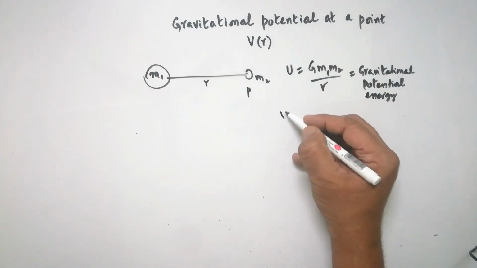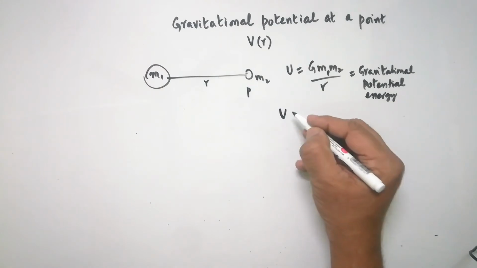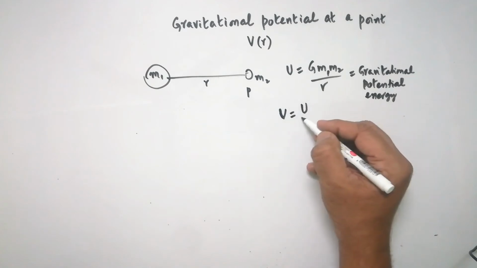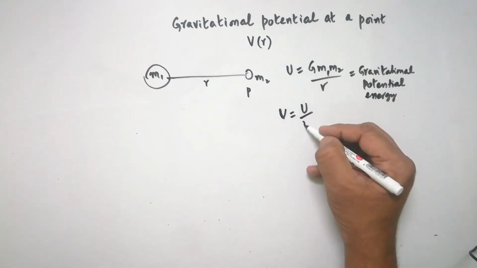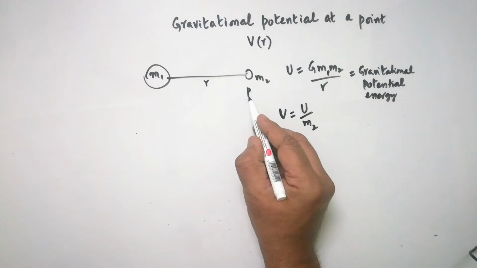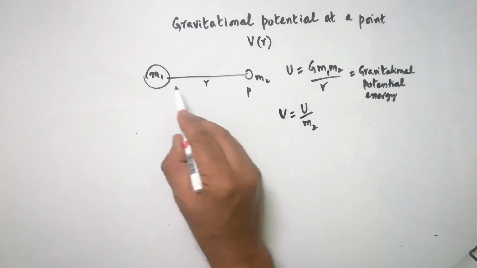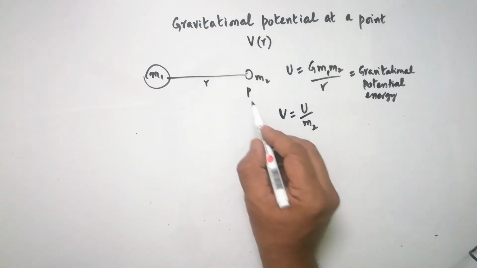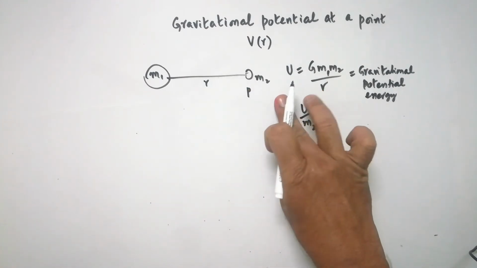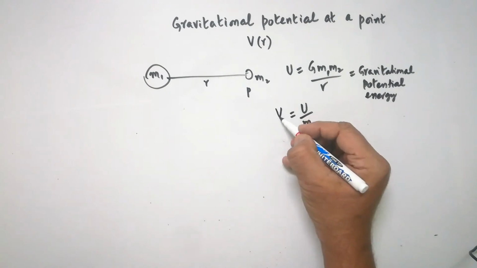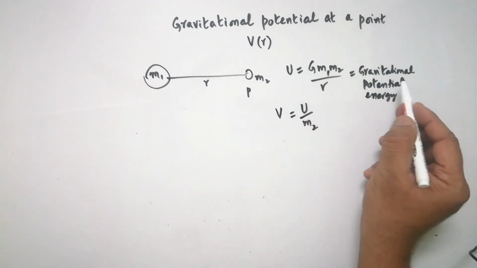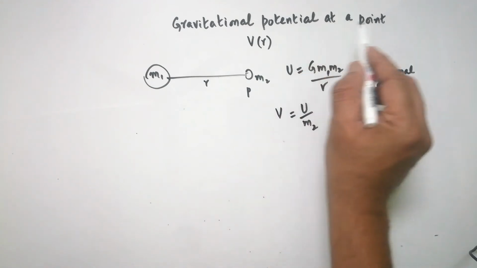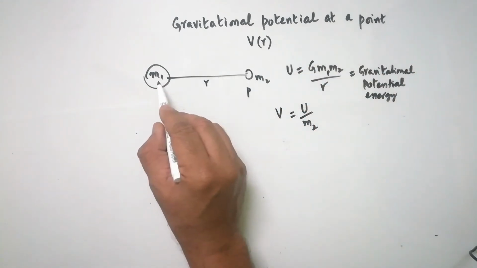How to calculate V? For that, the formula is V is equal to this U, the gravitational potential energy stored up in the system, divided by m2, because at P only we are going to find out V. At a distance r from m1, at P, we are going to find out the value of V. Are you clear? So V must be written properly. V is different from U. U is called gravitational potential energy. V is called gravitational potential that should be measured at a point P due to the mass m1.